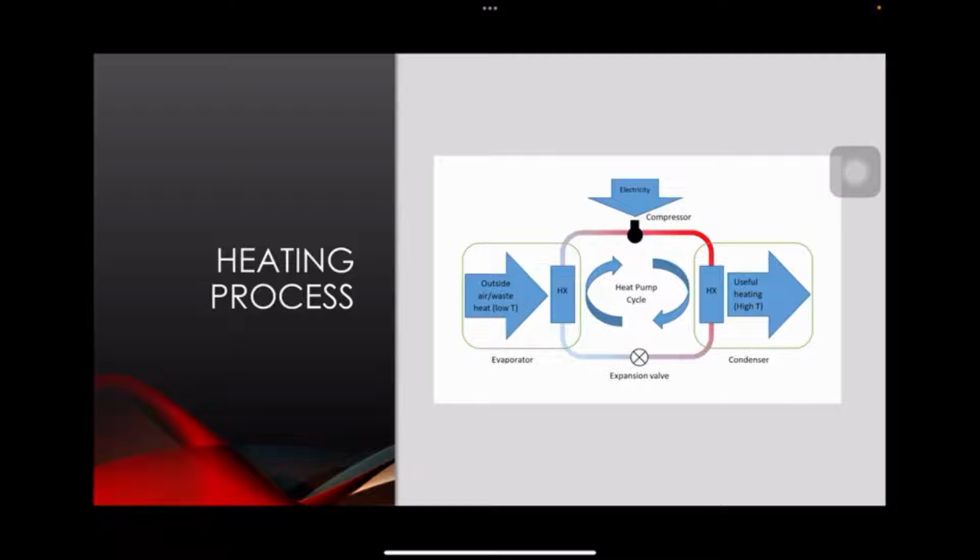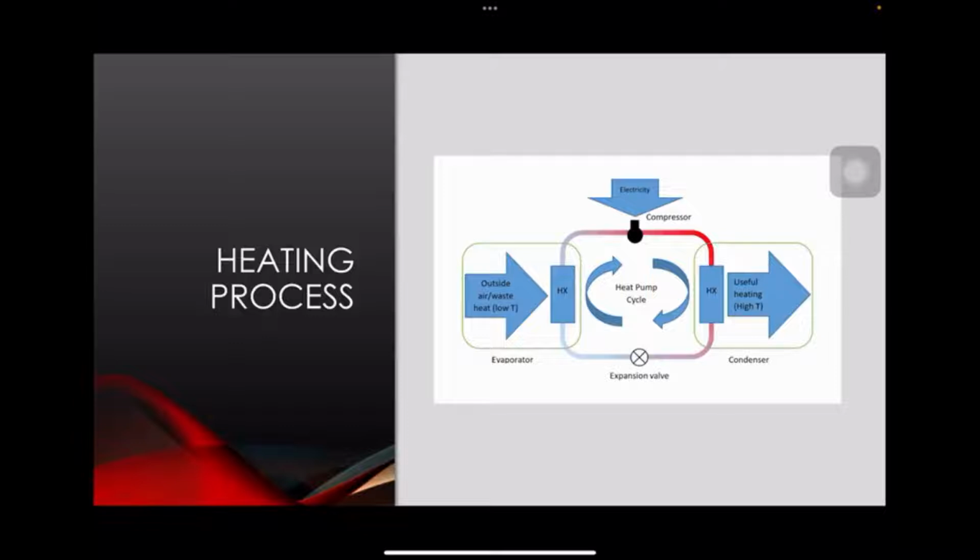This device can transfer 3 to 6 kWh of thermal energy with only 1 kWh of power. It's very efficient. And this heat pump can be seen near us in the application of air conditioners and refrigerators for the cooling process. This is the picture of a heating process cycle.